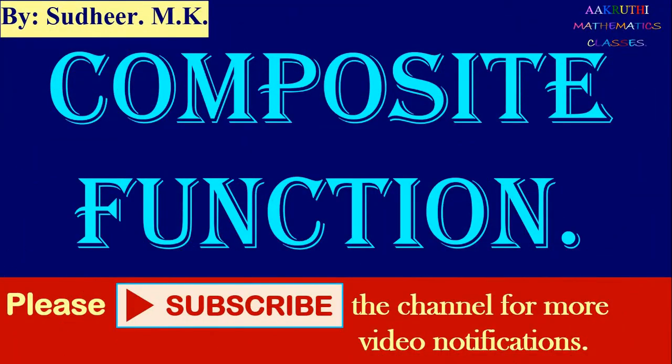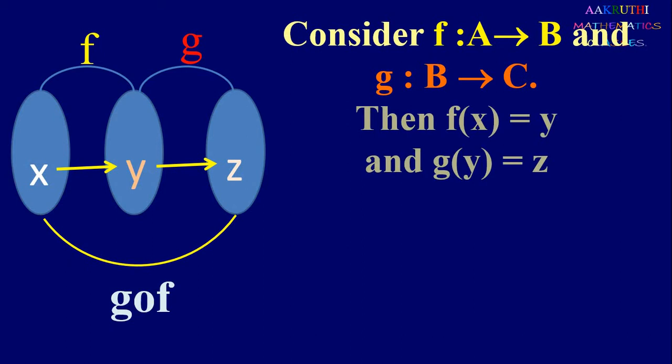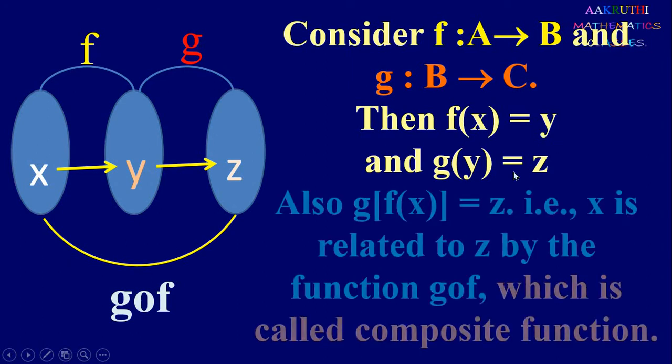I am Sudhir MK. In this class, I am going to discuss composite function. Consider a function f from A to B and g from B to C, then f of x equal to y and g of y equal to z. Here x is related to y by the function f and y is related to z by the function g. So we can write f of x equal to y and g of y equal to z.